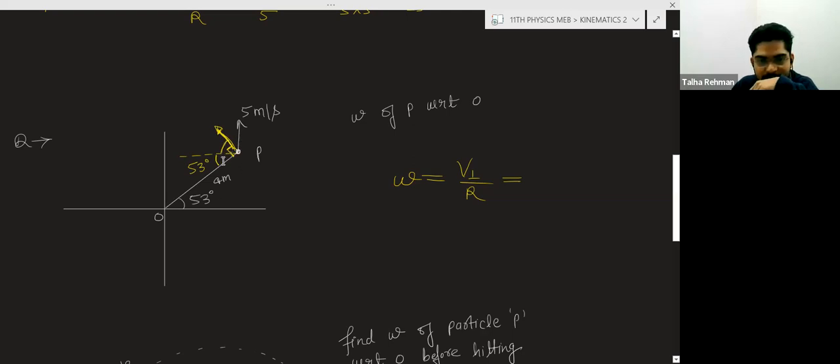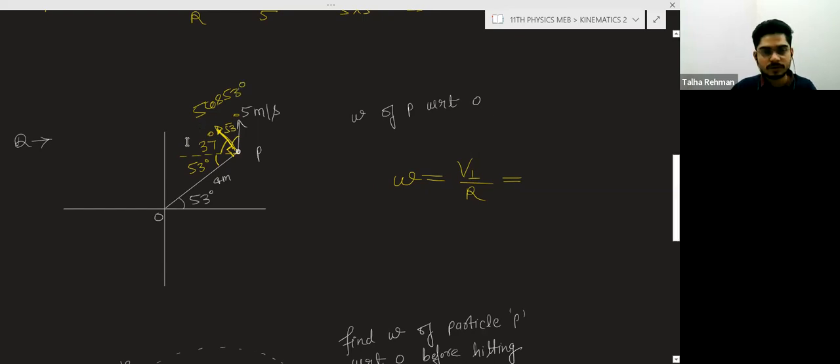This whole angle, this distance OP and this direction are perpendicular, so the whole angle is 90 degree, so this angle will be 37 degree. So basically you will get the velocity in this direction with the help of this angle. Now you can see this angle also will become 53 degree. So basically here the velocity will be 5 into cos 53.